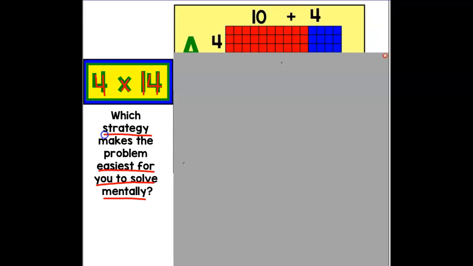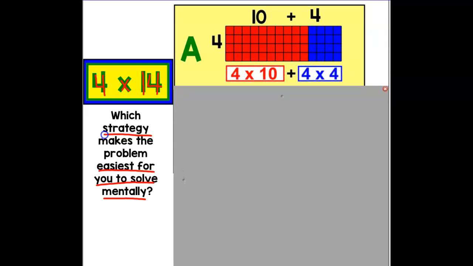So let's look at this problem, 4 times 14. We just did that problem multiple different ways. I'm going to show you all the different strategies we used to decompose the number, and I want you to see which one you think was easiest to solve mentally. If I wouldn't let you use paper or a whiteboard, which way would you want to decompose 4 times 14 to make it an easier problem?